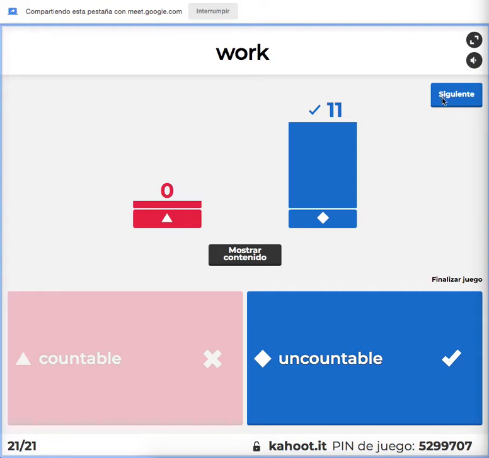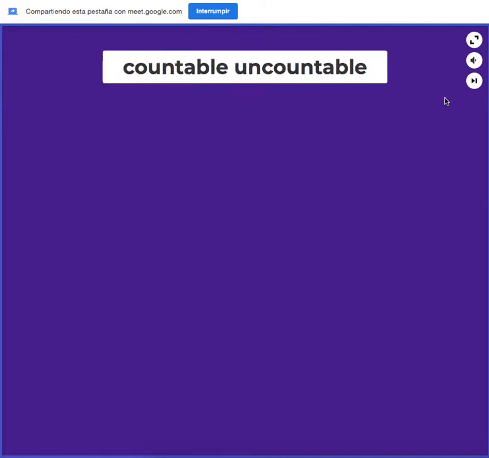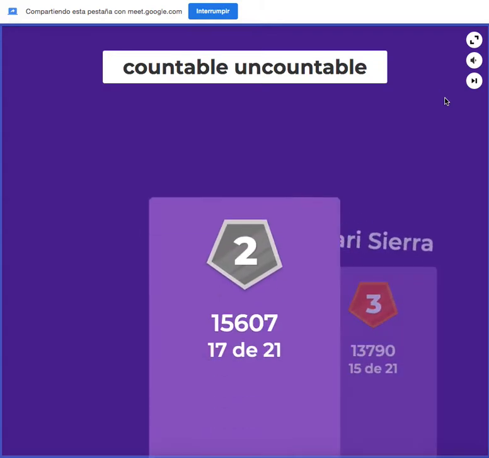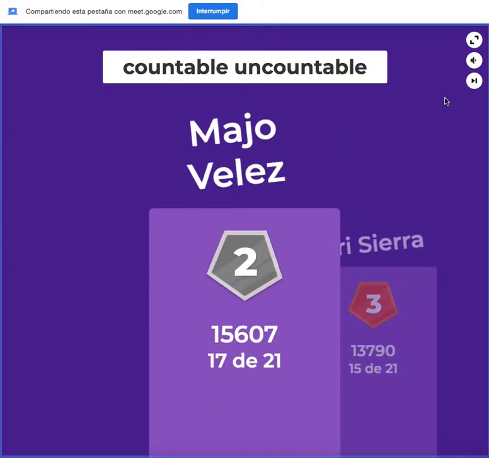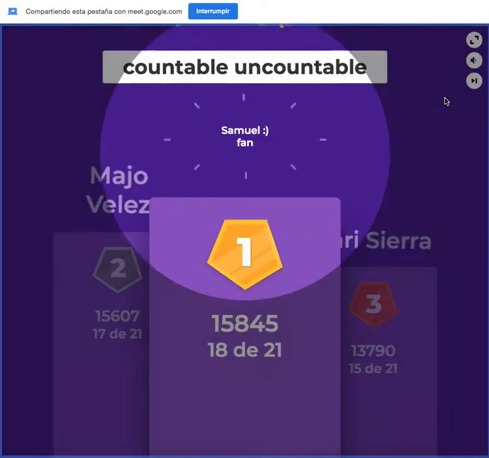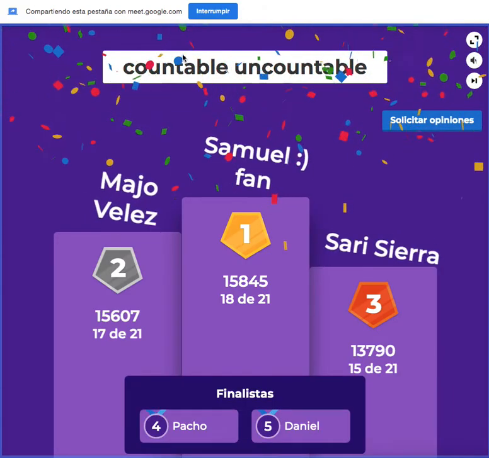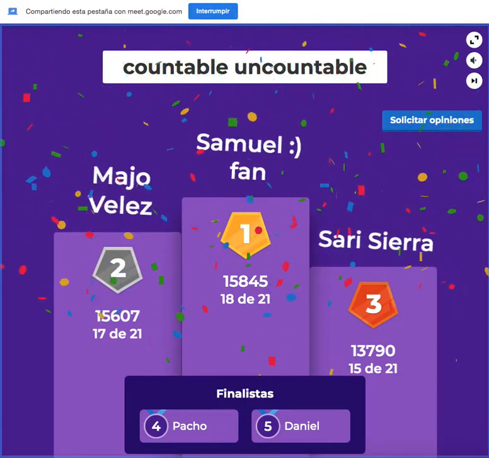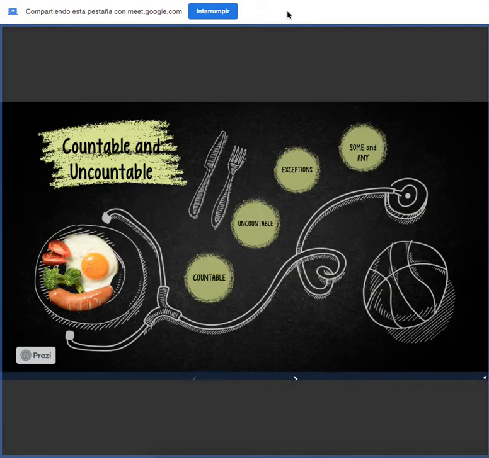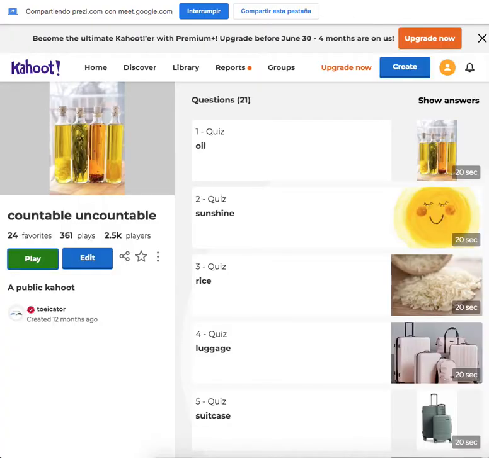So we are going to check the results and then we are going to begin part by part with countable and uncountable. So this is our podium. On the 3rd place, Sari. Very good. On the 2nd place, Majo. And on the 1st place is Samu. Very good, Samu. So that's it. Let's go now to our grammar explanation because you know how you did it. Give me a second, please, while I close Kahoot.